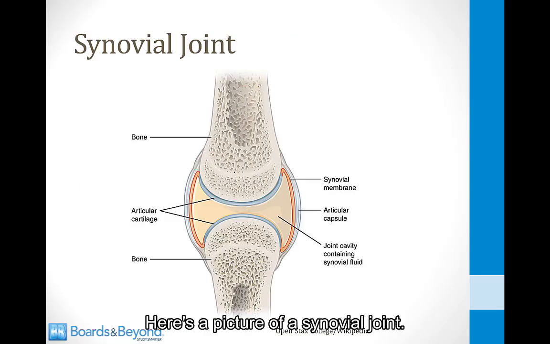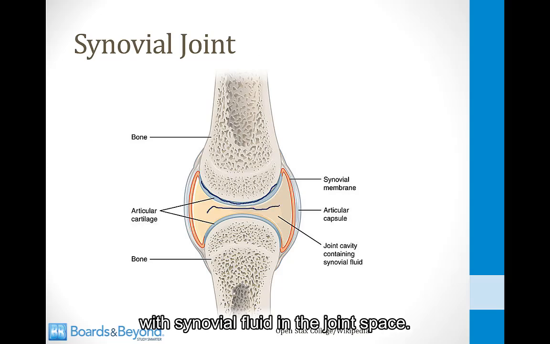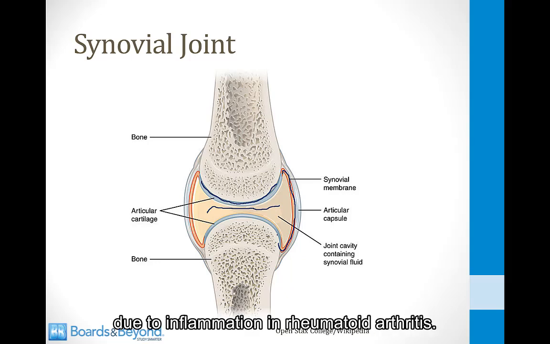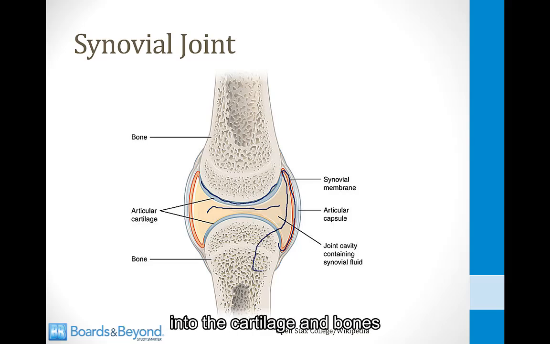Here's a picture of a synovial joint. Two bones are coming together and they are covered by a cartilage called articular cartilage. And that cartilage is in contact with synovial fluid in the joint space, and this makes for a very slippery joint so that the joints can easily move. On the outside of the joint space is the thin layer of synovial cells, and this is the layer that hypertrophies due to inflammation in rheumatoid arthritis. When it thickens and hypertrophies, it's called a pannus, and it can eat down into the cartilage and bones, and it can destroy the joint space.